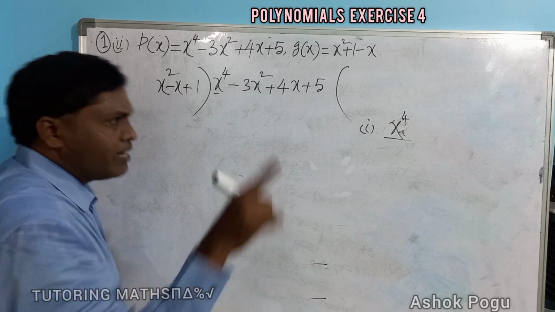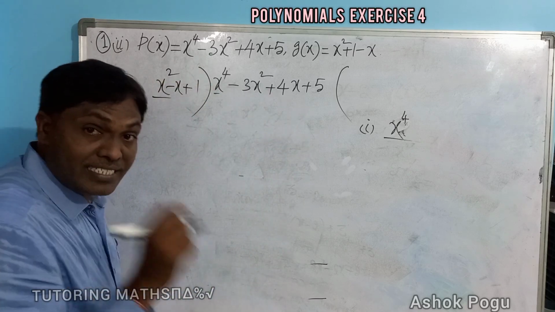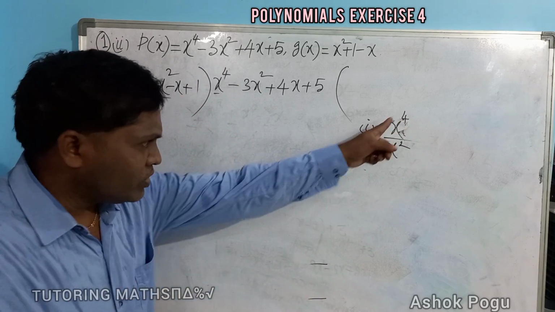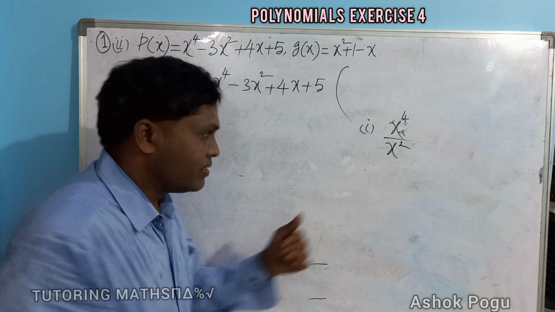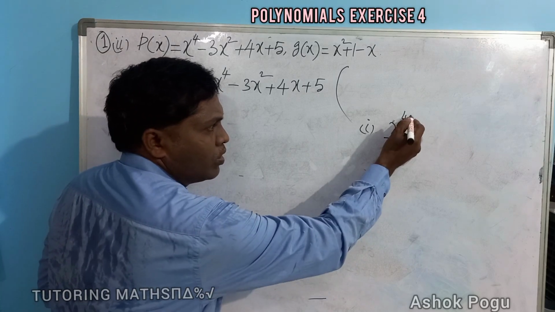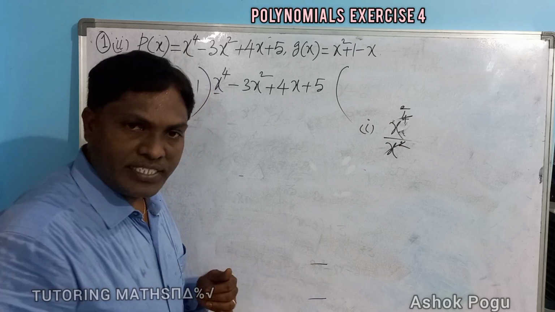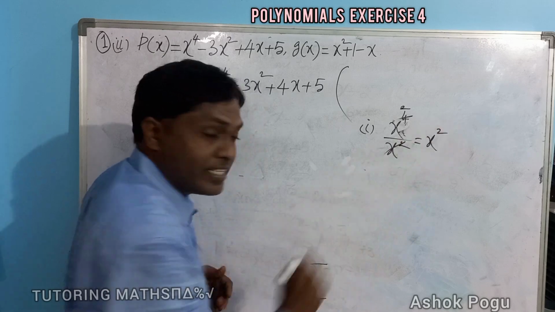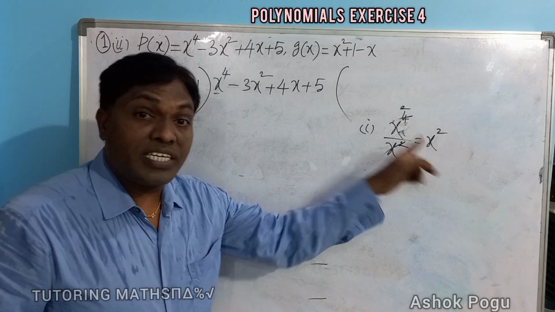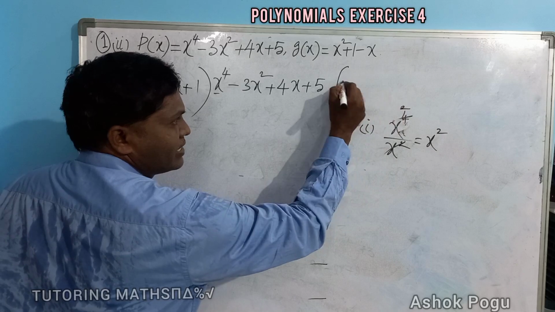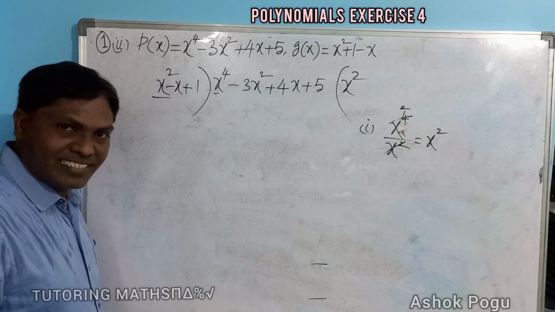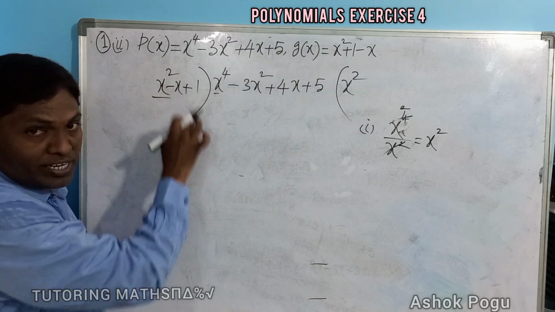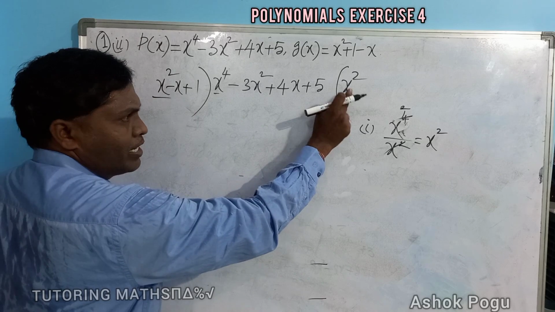That should be divided by the first term of the divisor. What is the first term of the divisor? x square. Now you simplify. x to the power of 4 by x square: cancel the powers, and finally x square is left. This is called the quotient of the first step. So you take it as the first term of the quotient, and this quotient should be multiplied by this whole polynomial.